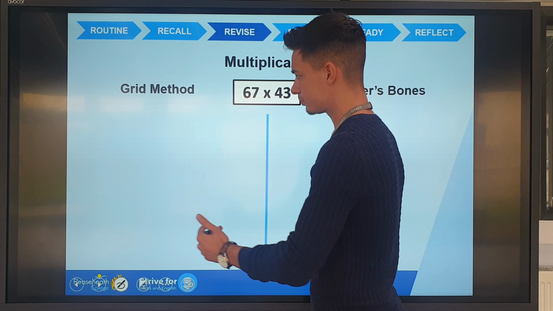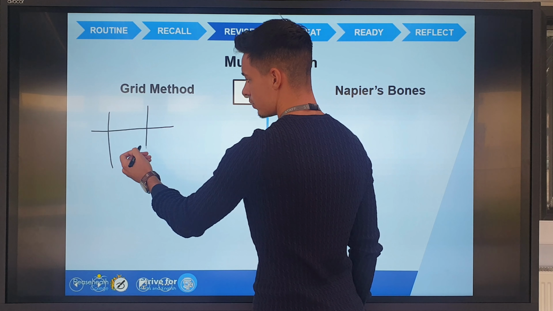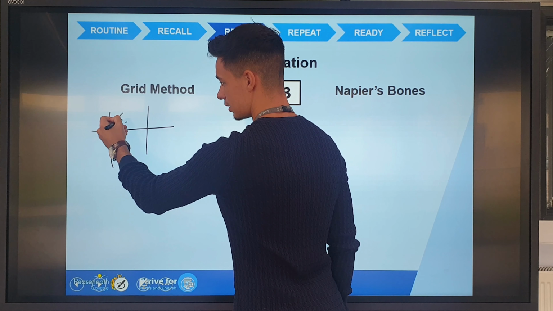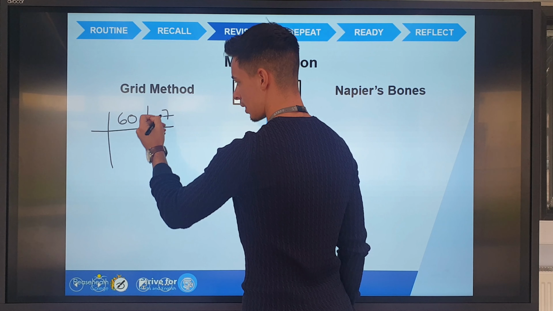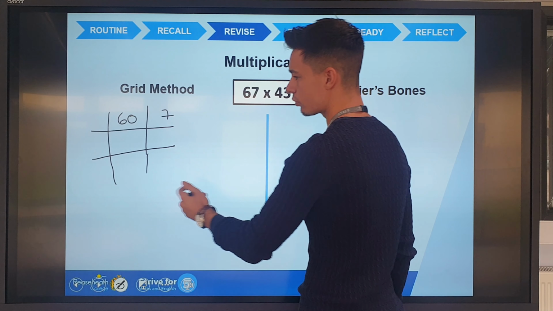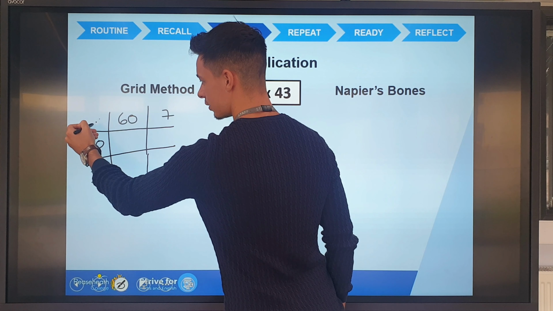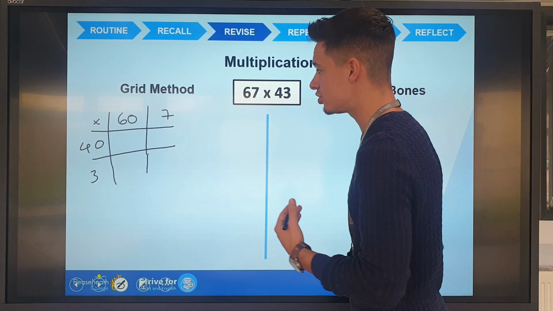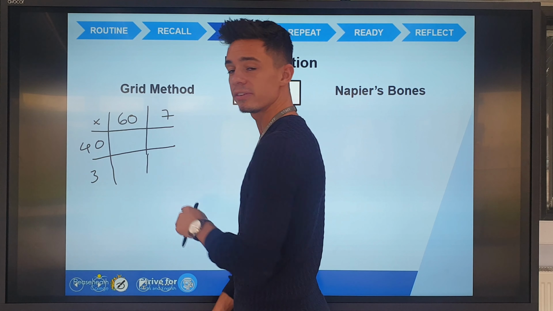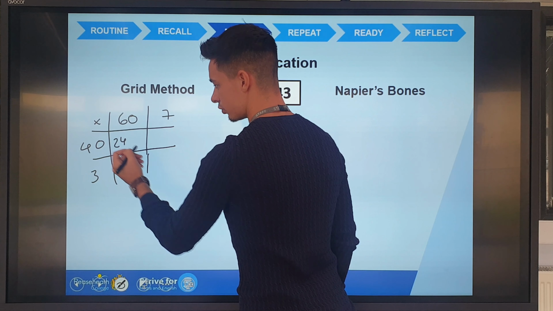Grid method first. So when you set up the grid method, it's really important that you split these numbers up into their components. So 60 and 7 for 67. And then if I'm doing it for 43, it'll be 40 and 3. Really important here, put a little multiply in the top corner just to remind you that you are multiplying. So let's deal with the digits first. Don't worry about the zeros. 4 times 6 is 24. So I'm going to put 24 in.